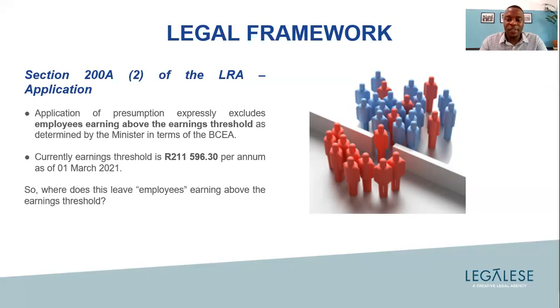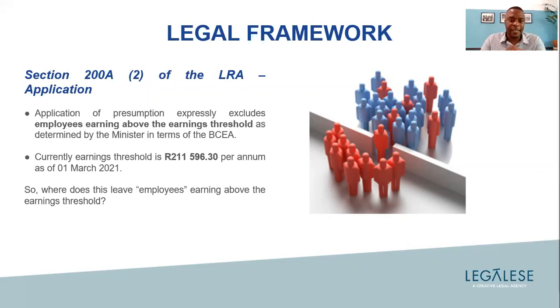The earnings threshold has actually been increased as of the 1st of March. It used to be 205,000 Rand something. Now it's actually 211,596 Rand 30 cents per annum. So if a person who claims to be an employee is earning above 211,596, unfortunately, they will not be able to use the presumption clause.